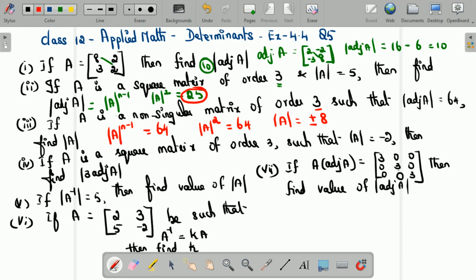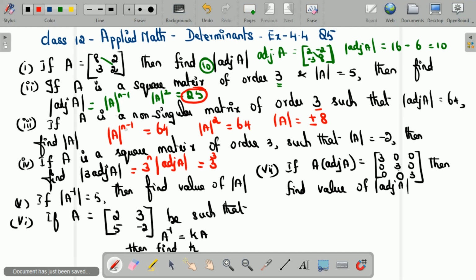If A is a square matrix of order 3 such that determinant of A is minus 2, then find the determinant of 3 into adjoint of A. So first let's write this out. See, 3 we are going to bring out. So this will become 3 power n, where n is the order, into the determinant of adjoint of A.